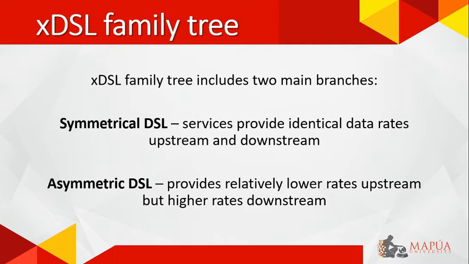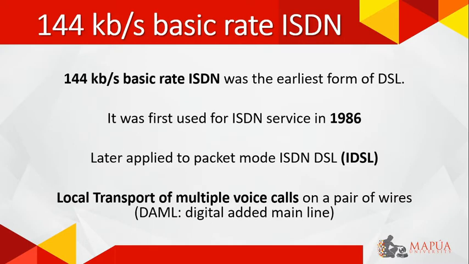Several types of DSL have resulted from the evolution of technology and the market it serves. The earliest form of DSL is the 144 kbps basic rate ISDN. It was used for ISDN service in 1986, which was then later applied to packet mode ISDN DSL or IDSL, and local transport of multiple voice calls on a pair of wires. Basic rate ISDN borrowed from earlier voice band modem technology.